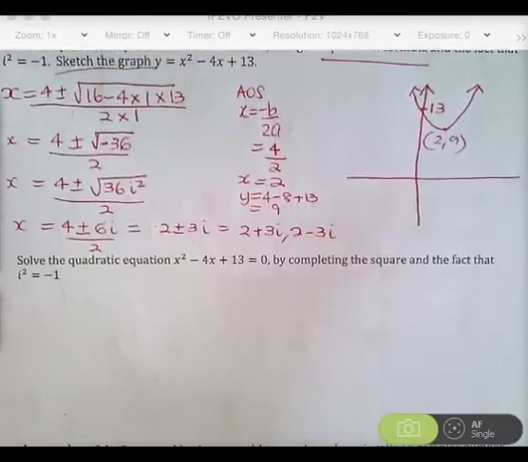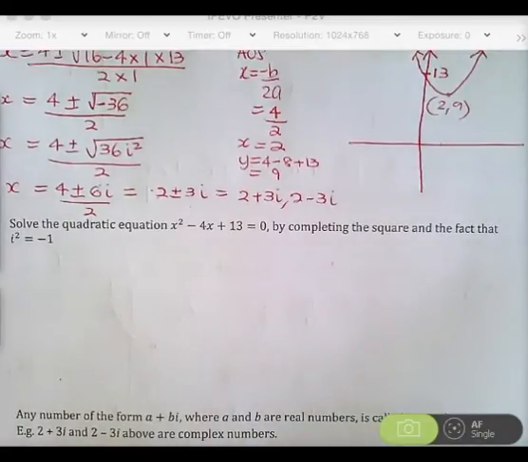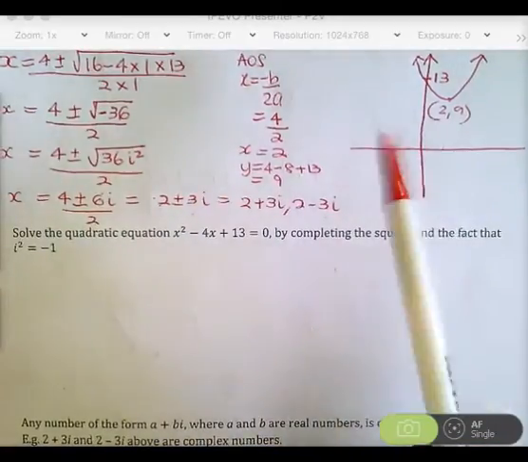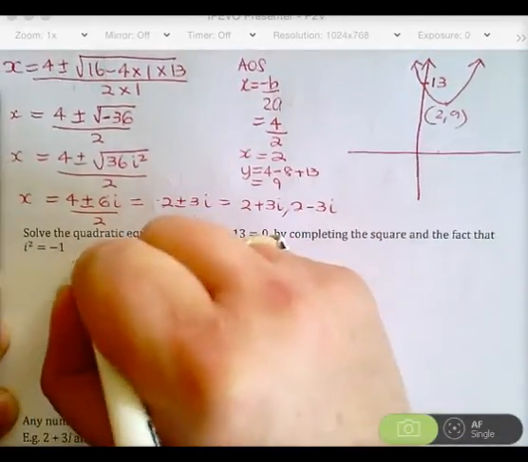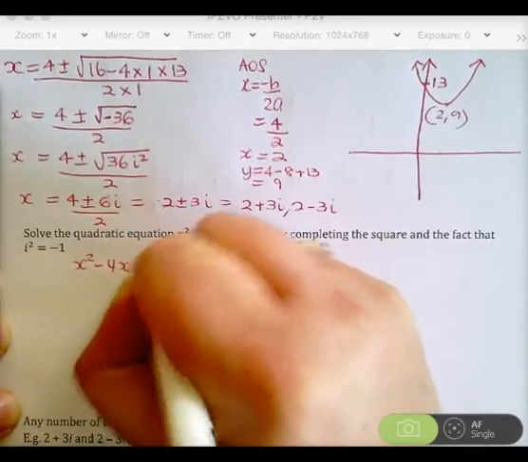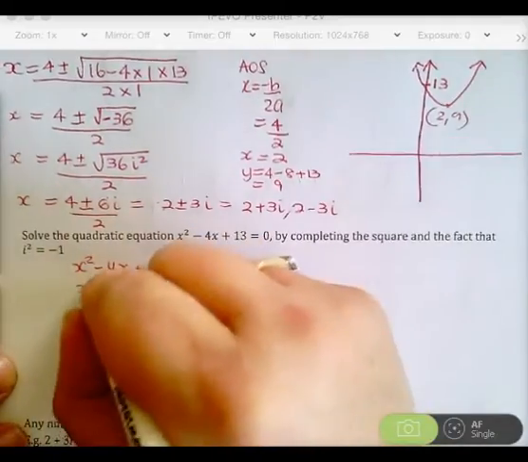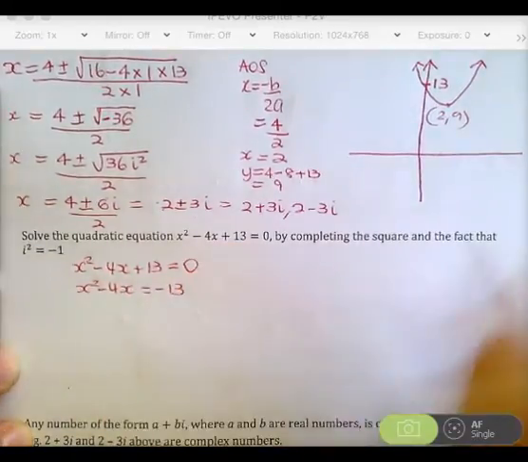So another way you can solve quadratic equations, girls, apart from factorising and using the quadratic formula, is to complete the square. So we're going to solve exactly the same question again and get our imaginary solutions, now by completing the square. So let's start. x squared minus 4x plus 13 equals 0. Do you remember how we complete the square? What do you do with that 13? Yeah, take it to the other side. x squared minus 4x equals negative 13.